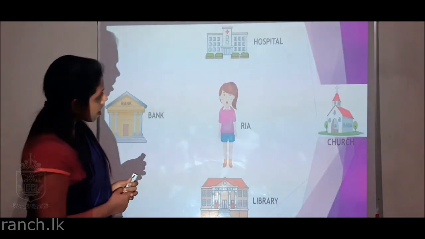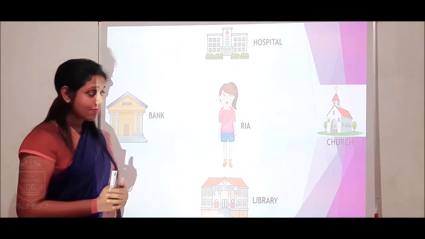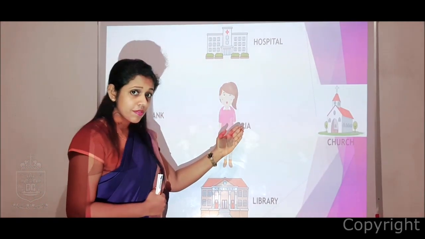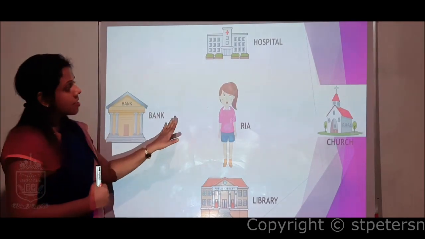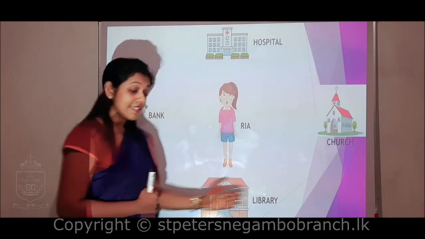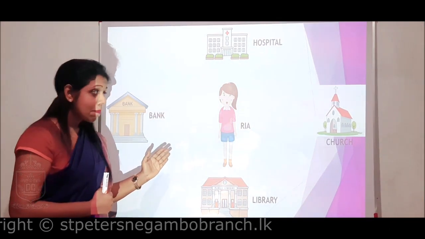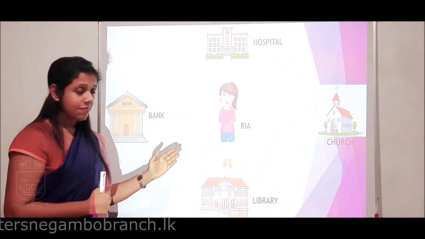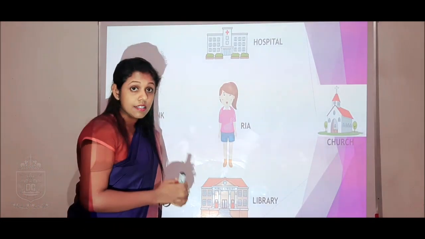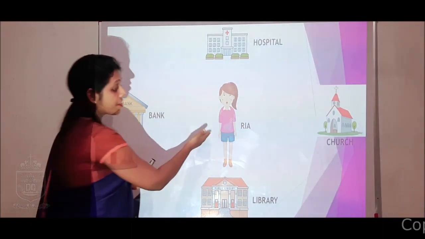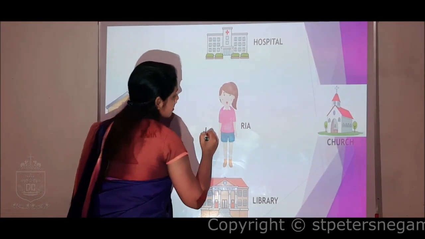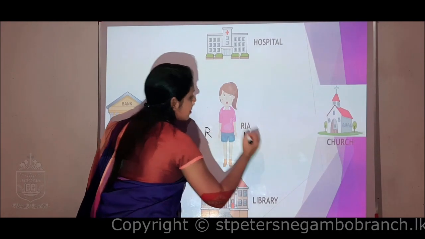Okay, so next. Now what has happened here? So is this the same picture? No. The same girl is here. Same places are there. But there's a small difference here. In the first picture, Ria is facing towards the hospital. But in this picture, Ria is facing towards the library. So this is her right hand and this is her left hand.